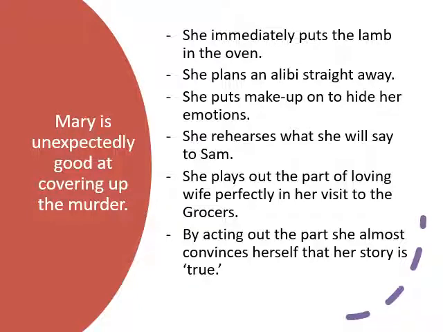One aspect that's really interesting at this point is that Mary is unexpectedly really good at covering up the murder. If you think about all the things she does, she's actually behaving in a very clever way. Immediately after killing her husband, she puts the lamb in the oven, which starts the process of destroying the evidence. She plans an alibi straight away and understands that she needs to move quickly if she's going to cover it up. However, she does take time to put makeup on.